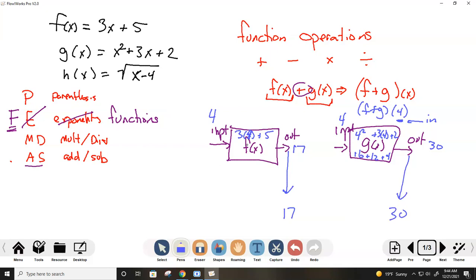I first plug my input into F. I plug my input into G. I get those two answers. Then I come down and I add those two answers together. And I would end up with 47.